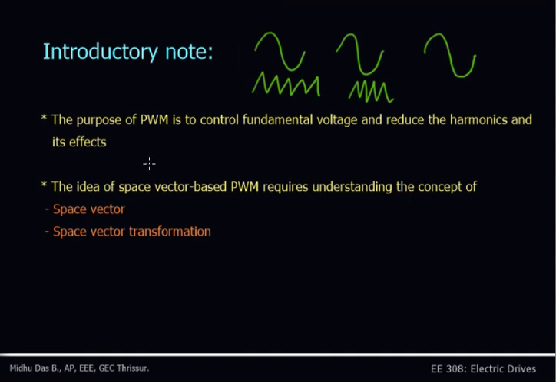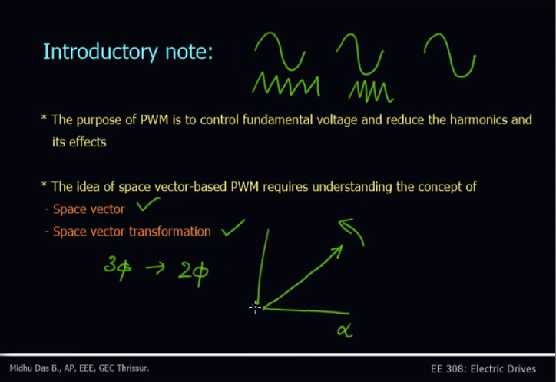Now we are going to get familiarized with a new PWM technique which is space vector based, and this will require the understanding of the concept of space vector and space vector transformation. The fundamental difference between the sine triangle PWM technique and the space vector based PWM technique is that here we have three separate modulating signals for the three phases, but in space vector we are transforming these three-phase signals into a two-phase domain, and the reference is represented as a rotating vector in the two-phase domain.